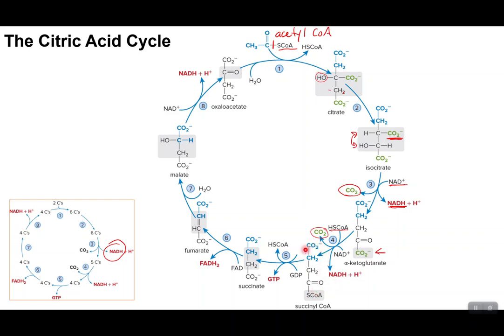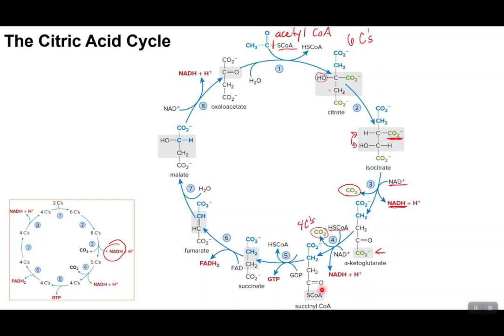Okay, so now we're at this point here where we have lost 2 carbon dioxide molecules. So we are down to 4 carbons now, because we have lost 2 of them as carbon dioxide. Up here, we started with 6 carbons. All right, so let's continue. So now let's look at what is happening in step number 5.